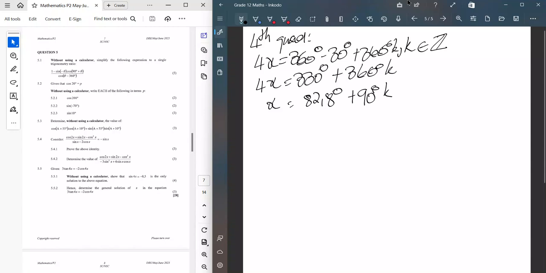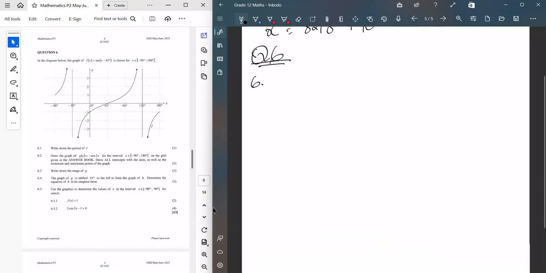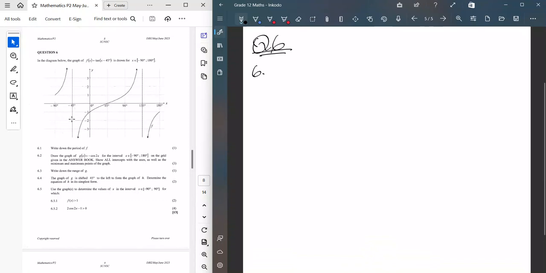So question 5, we are done. Now we are going to attempt question 6, my favorite questions, except when it asks me to draw. Question 6.1. In the diagram below, the graph of f of x is equal to tan of (x minus 45 degrees) is drawn for x an element of negative 90 degrees to positive 180 degrees, all included. Write down the period of f.